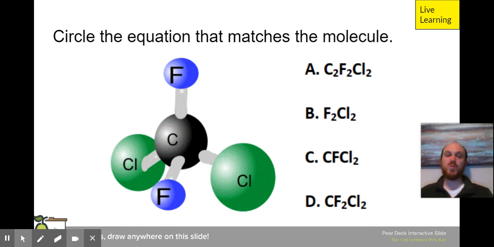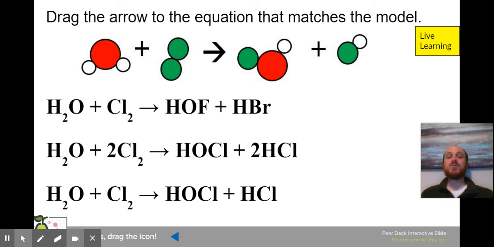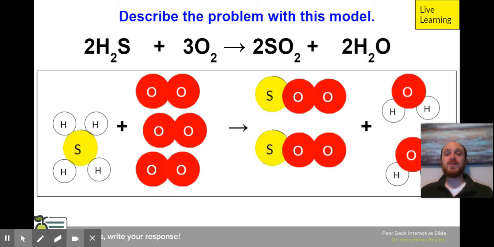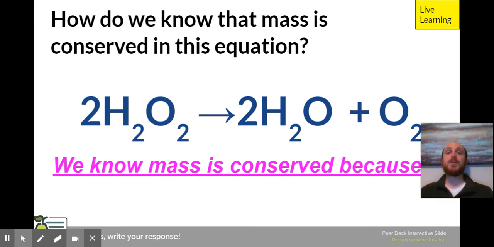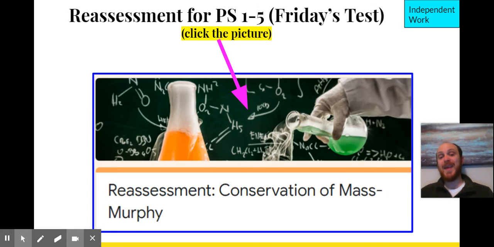This is more of a PS11 skill because it's just one molecule. And this is something that you guys did pretty well on the test on Friday. Drag the arrow to the equation that matches the model. Okay, so for each of these, I expect you to give them each a shot. If I can make the Pear Deck work independently, then you'll see the multiple choice questions, etc. And then you're going to click on this final assessment here.